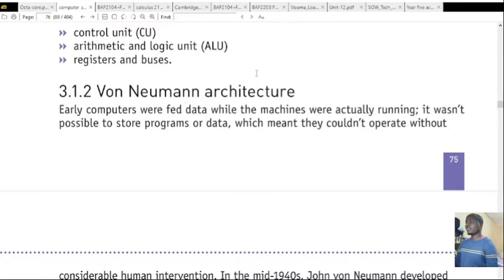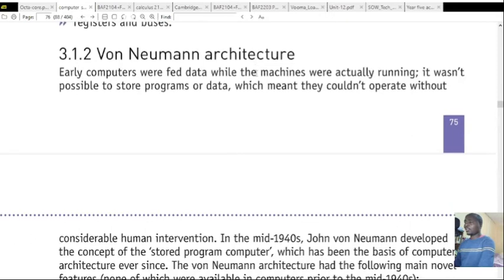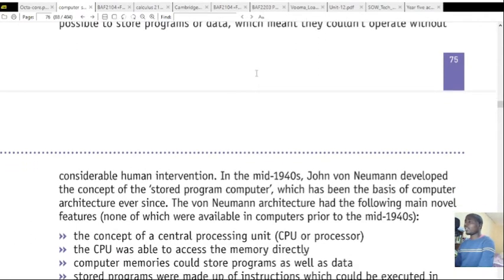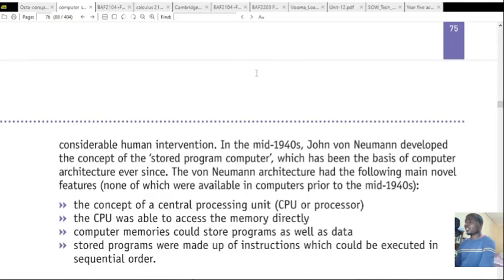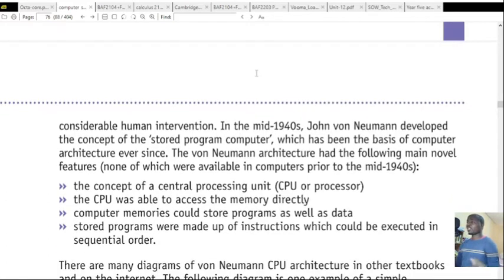The features which were critical and proposed by John von Neumann architecture were as follows: the concept of the central processing unit. The central processing unit was able to access memory directly, without people having to feed the computer data. Computer memory could store programs as well as data. Stored programs were made up of instructions which could be executed in a sequential order.